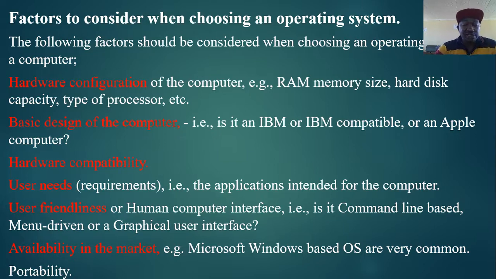Then we have user needs. You can talk about a normal person and a disabled person, like a blind person. You can just go for an operating system that can support Braille or other keyboards. But on the other hand, you can just, for example, consider somebody who uses speakers to dictate to the machines, etc.